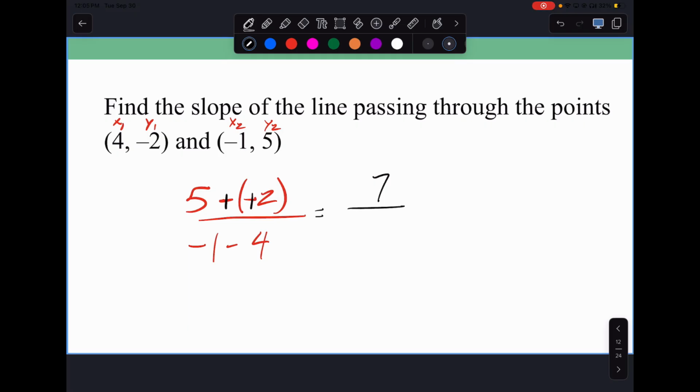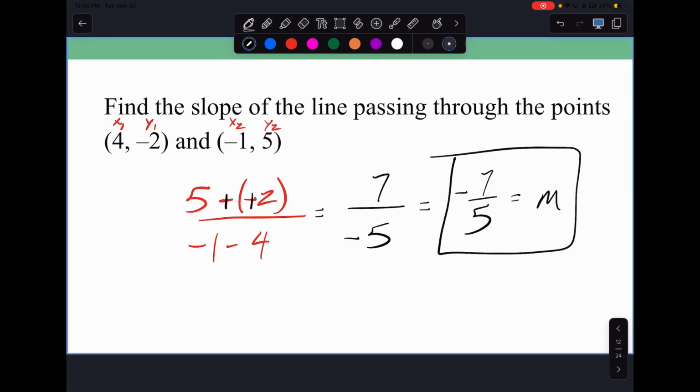Now I have a negative 1 minus 4, so it's going to be negative 5. Now one thing I want to point out here is we have the negative on the bottom, right? Okay. That doesn't mean now that we're going to go left 5. Okay. This is really negative 7/5. Okay, and I always like to identify that as m. When I get done, I'm going to put equals m.